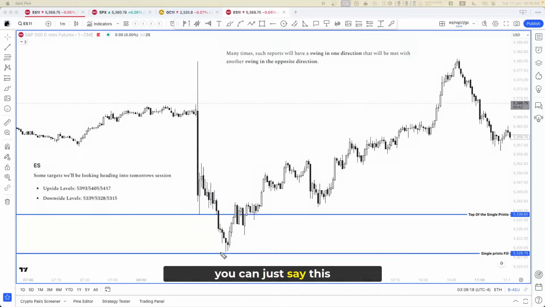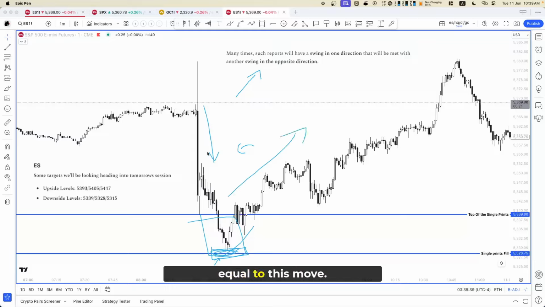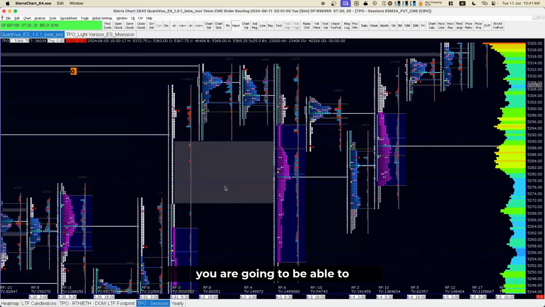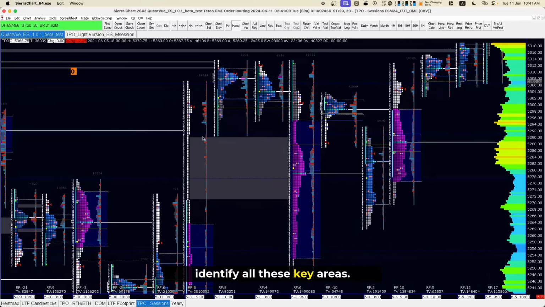Again, you can't just say this is single prints, I'm just going to long this. As we showcased on the previous slide, we were looking for continuation because it was a stacked confluence type of area right here. And of course, you can see here the comment that we've made. Look for one swing, then the opposite swing equal to this move. This whole move was met with another continuation to the upside. If you're using the CR suite, you're going to be able to identify all these key areas.